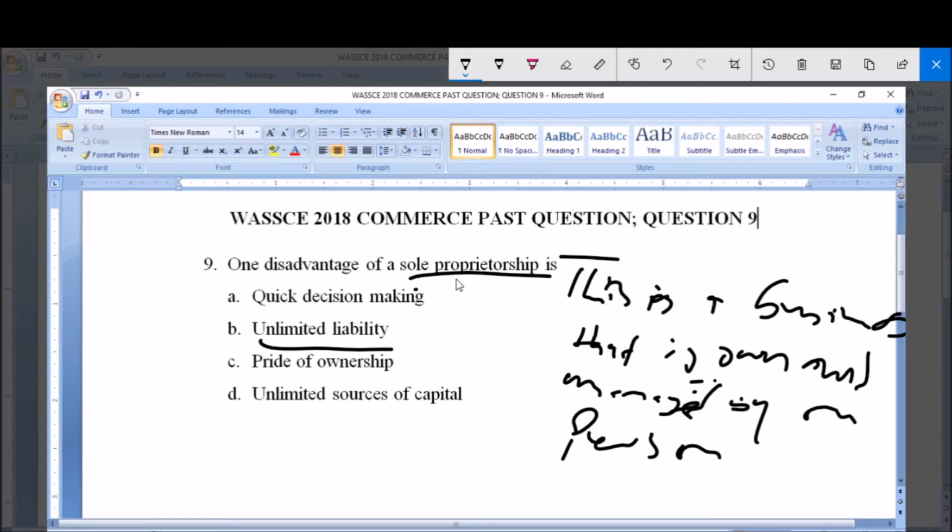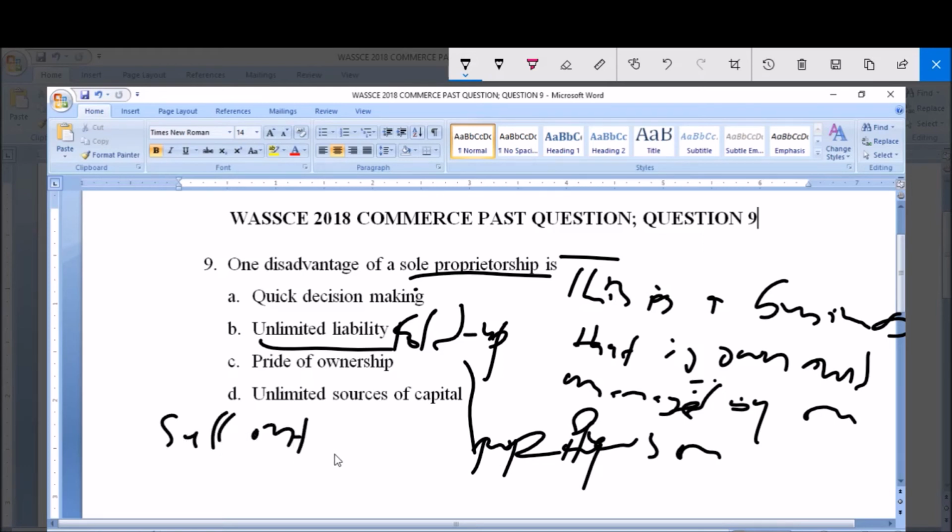When we talk of unlimited liability, it means that when the company folds up, then the property of the owner will be sold out in order to pay his or her creditors. So that is what unlimited liability implies.